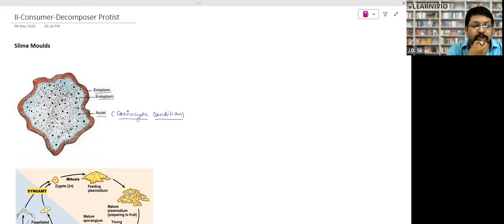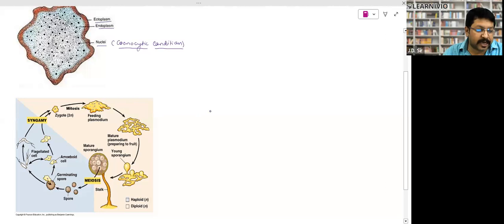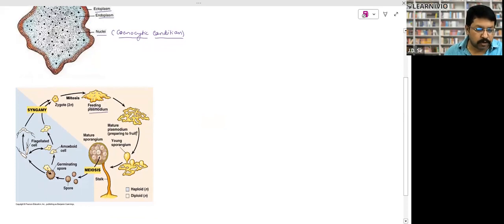They can change their shape. They are found in grassland, and normally they cause many diseases, right? Look, this is their life cycle. This slime mold looks like this, the feeding plasmodium. They keep on feeding on organic matter and some protozoa, they eat the protozoa as well. Then they get mature. This is called the mature plasmodium, right?